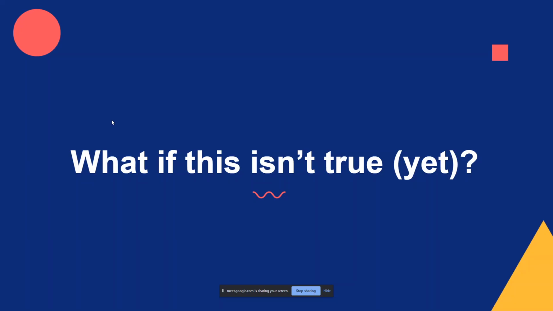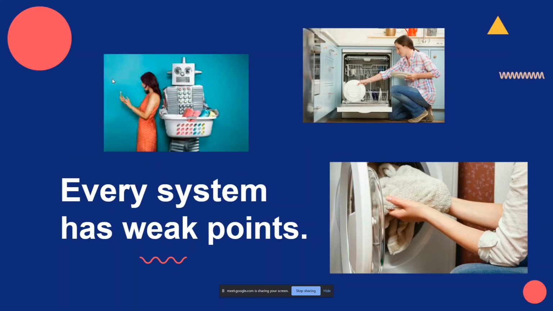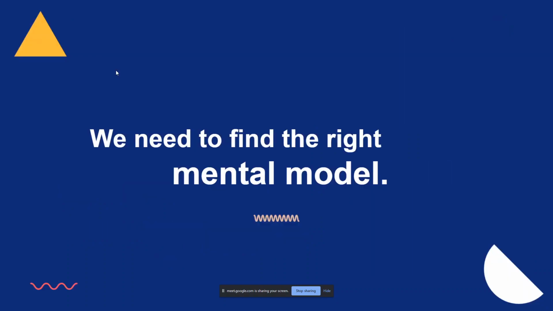But there's a question that always pops up when this comes in. What if this isn't true yet? What if we are still not there? This is what we always say: every system we've ever seen in this world has a weak point, and we need to understand and embrace those constraints. No system is perfect, and we need to always have the right mental model when dealing with such systems.